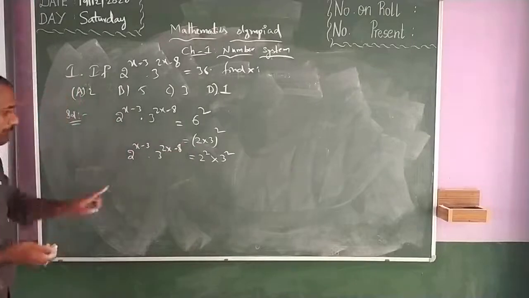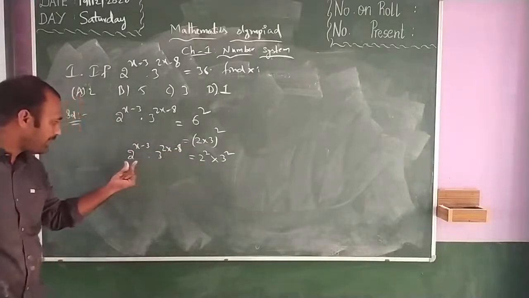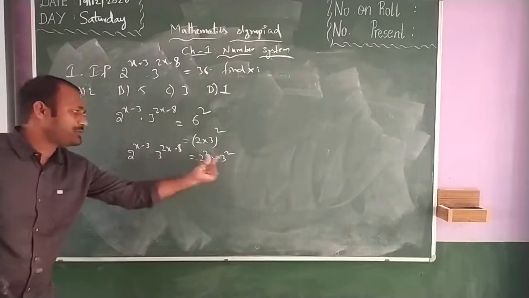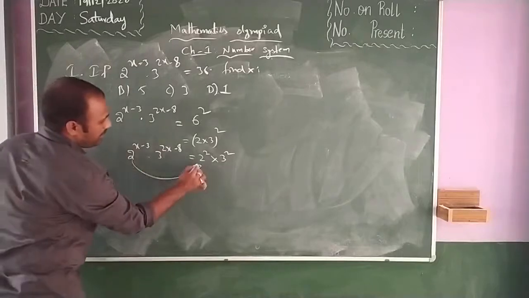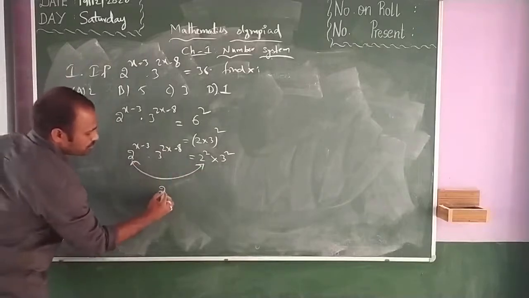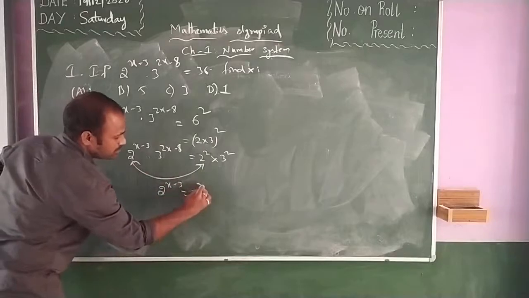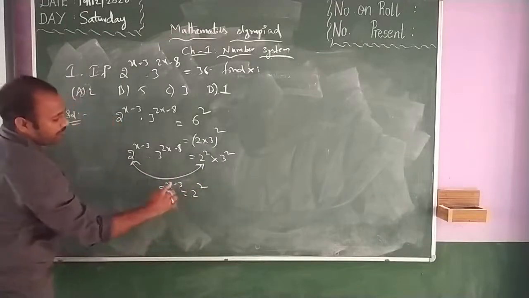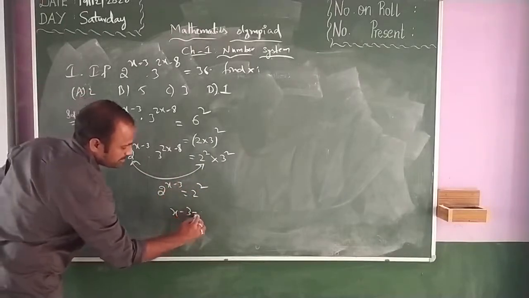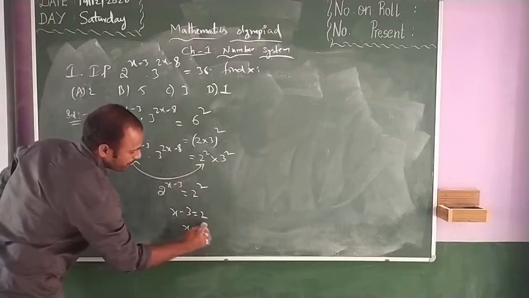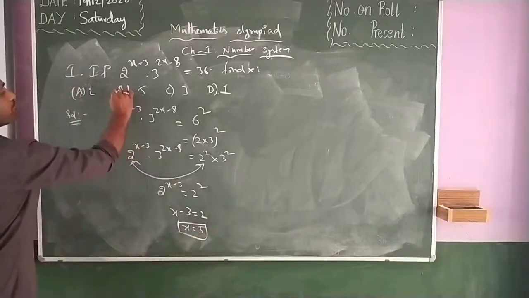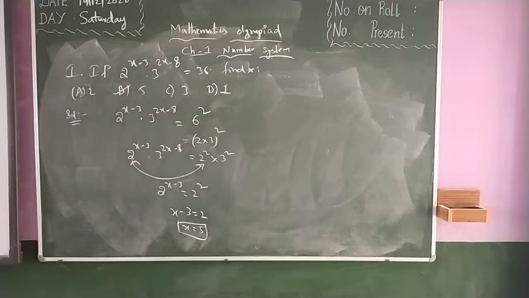So here the powers are x minus 3 and 2x minus 8. I can equate the 2 base to 2 or the 3 base to 3. If I equate these two, 2 to the power of x minus 3 is 2 square. The bases are the same, so we can equate the powers. So x minus 3 is 2, x is 5. So the option is D.